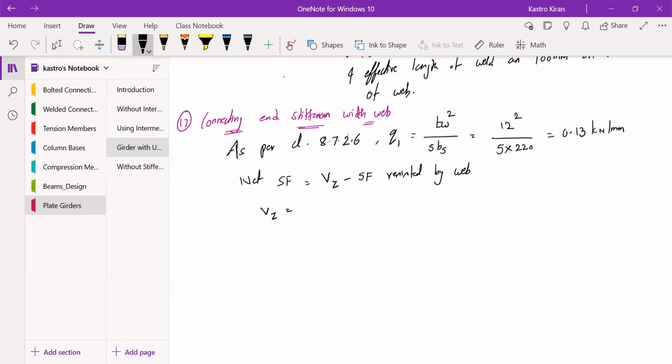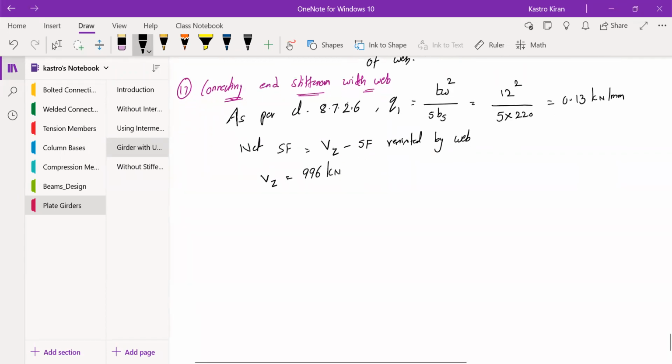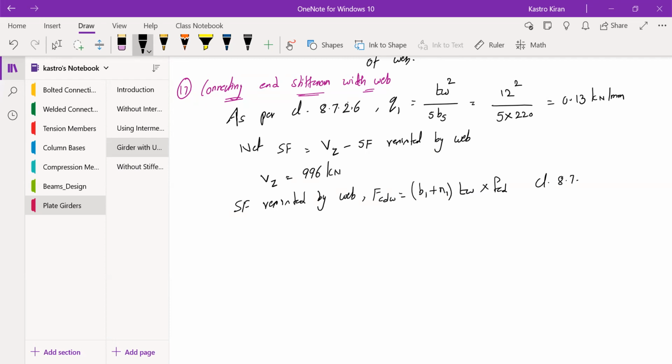What is Vz? Vz is the reaction force, that is 996 kilonewtons. Now you need to find out the shear force resisted by web. So shear force resisted by web, that is FCDW, equals (B1 plus N1) into TW into FCD. This is available in clause 8.7.3. So this formula we have been using.